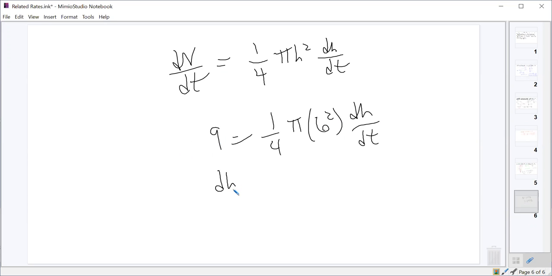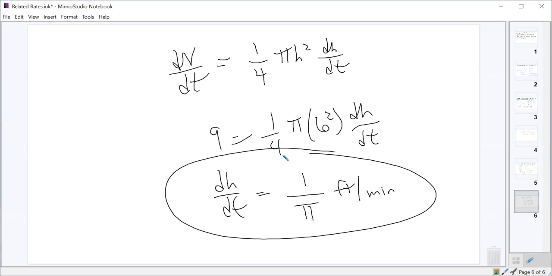And what does that give us for dh/dt when we simplify? Multiply by the 4, 36 equals 36 pi dh/dt. So dh/dt ought to just be 1/pi. Feet per minute? Is that where our units work? Yeah. Good or not?